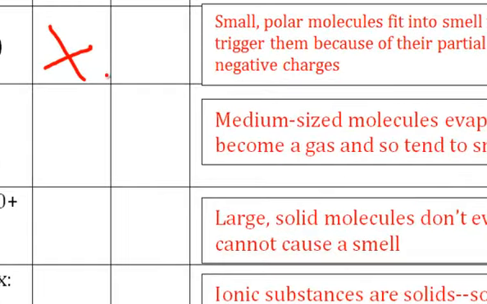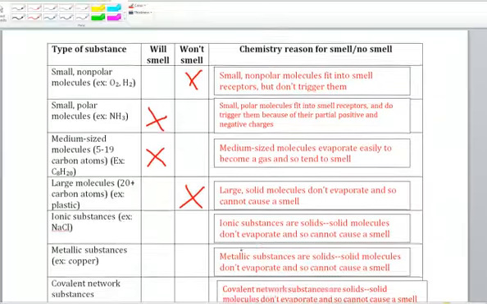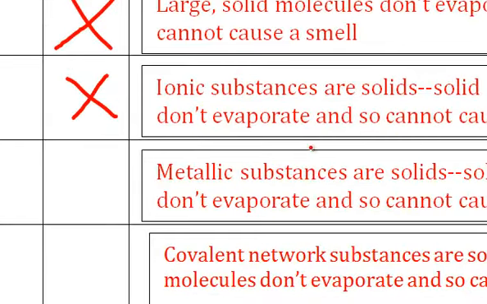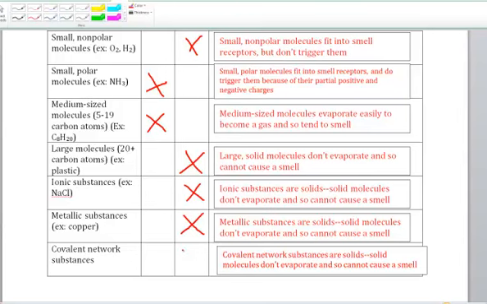Right there. Medium-sized molecules evaporate easily to become a gas, and so they will have a smell. But large molecules, large solid molecules with 20 or more carbon atoms, don't evaporate. If they don't evaporate, they can't get to your nose. They can't trigger a smell. Same thing is true of ionic substances. Solid molecules don't evaporate, so they can't cause a smell. Metallic substances, well, they're solids. Solids don't evaporate, so they can't cause a smell. Covalent network substances, such as diamond and sand, don't evaporate, so they can't cause a smell.